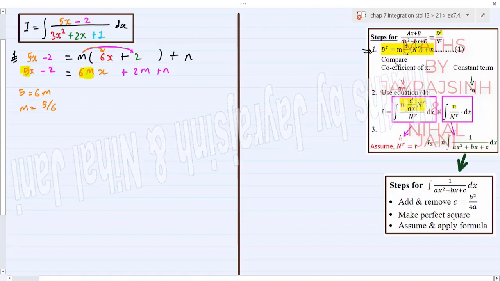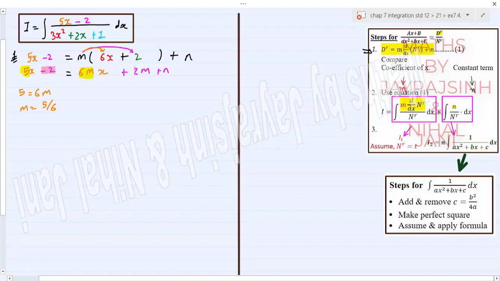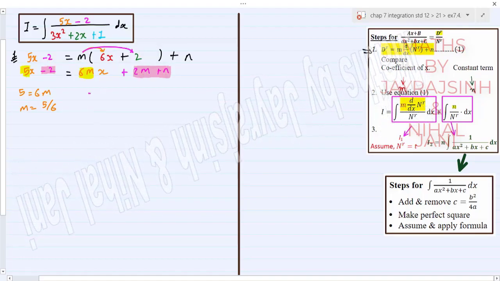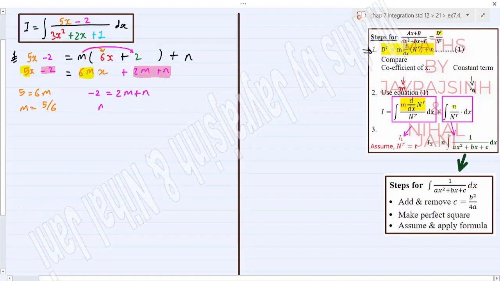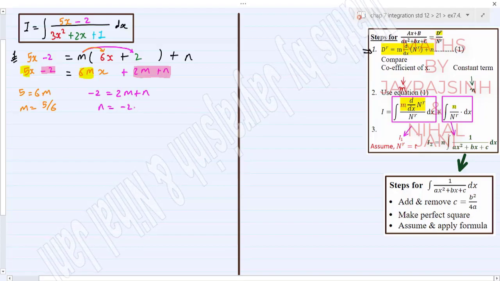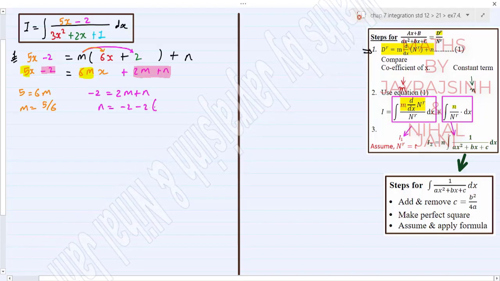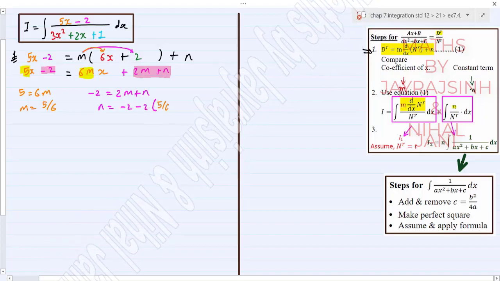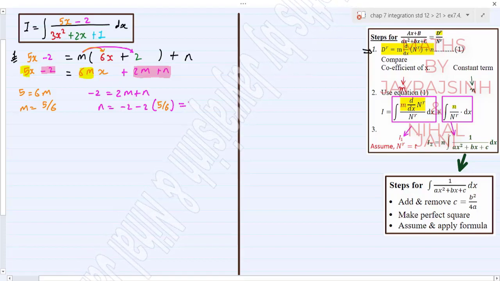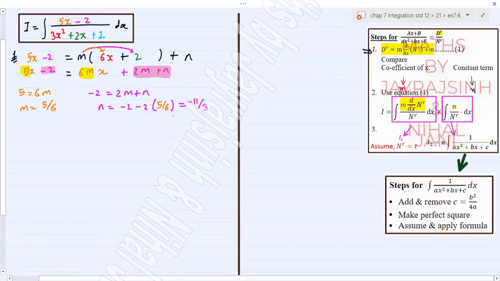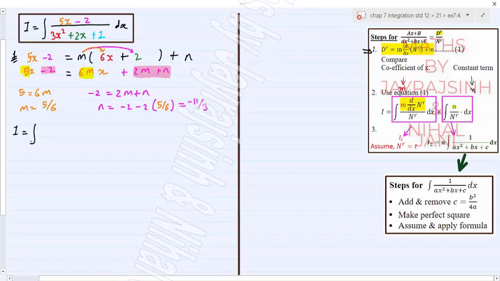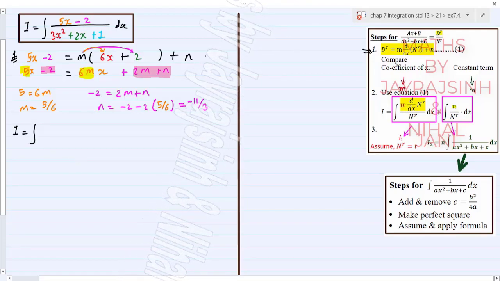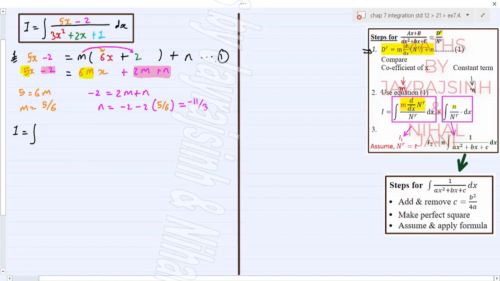And if we compare the constant terms on both sides, we will get minus 2 is equal to 2m plus n. So we can say n is equal to minus 2 minus 2m, or we can say pi by 6 minus 11 by 3, right? Now let's separate our numerator using equation number 1.